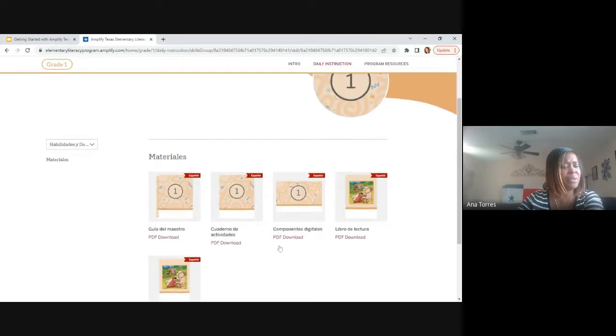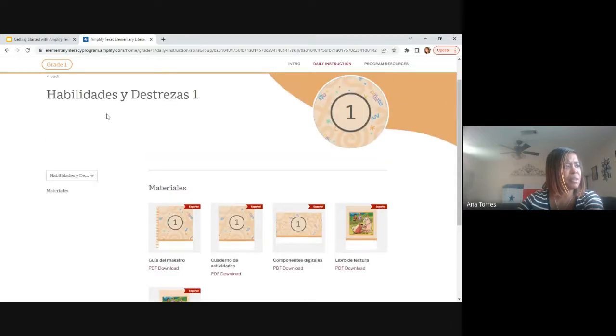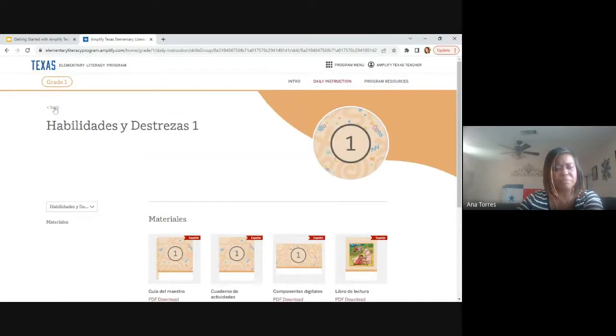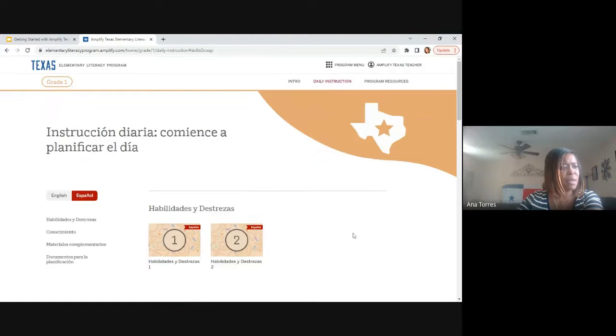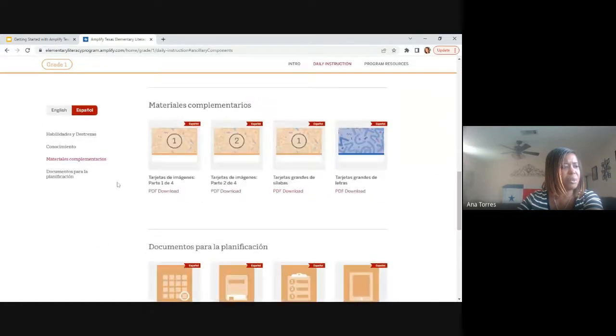I also want to note that you hit this back button. I also want to note that you have some additional materials, your materiales complementarios, your supplementary materials here, very unique to K2. You'll have tarjetas de imágenes, which is your image cards.